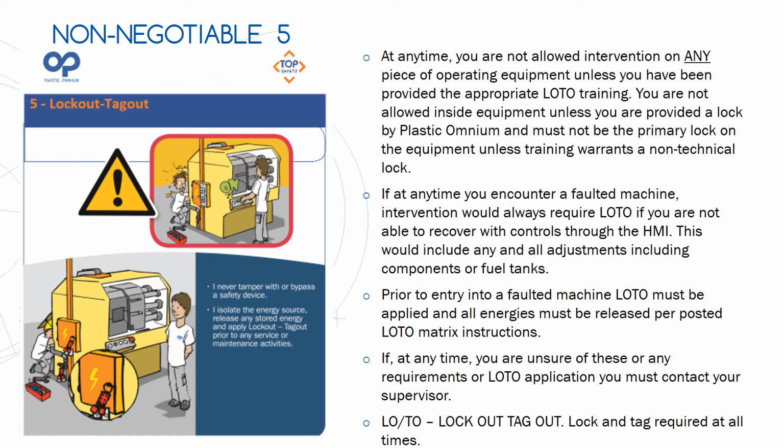If at any time you encounter a faulted machine, intervention would always require lockout-tagout if you are not able to recover with controls through the HMI. This would include any and all adjustments including components or fuel tanks.